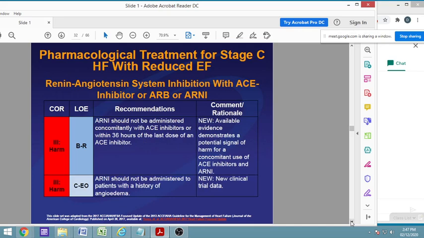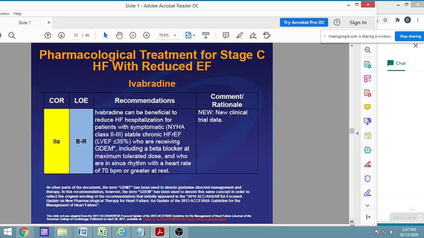ARNI should not be administered concomitantly with ACE inhibitors or within 36 hours of the last dose of ACE inhibitor. We have seen it in pharmacology. Okay, so this is a dangerous one. Or ARNI should not be administered to a patient with a history of angioedema. In these two cases, we should not go for ARNI. Otherwise it can be harmful.